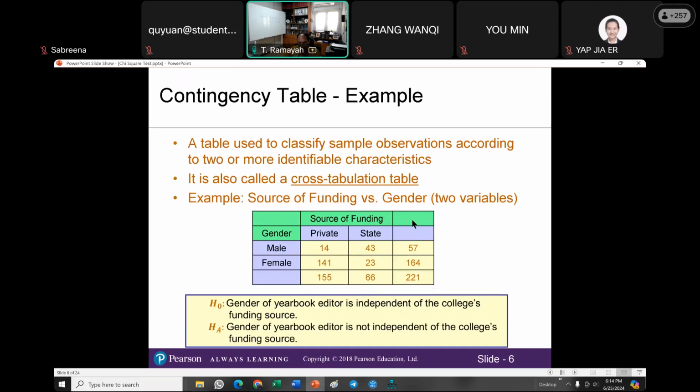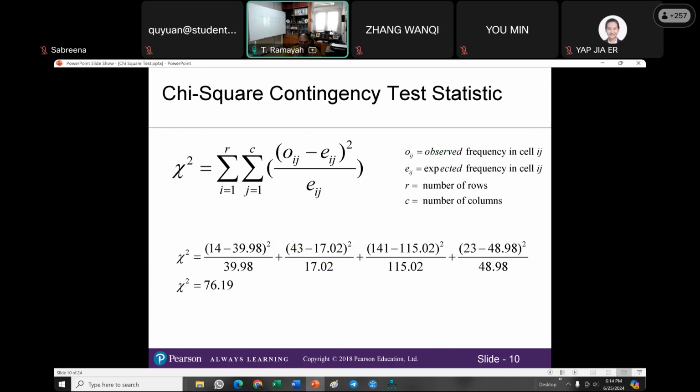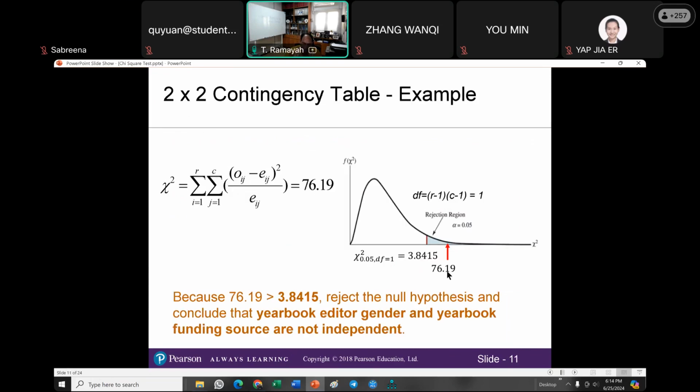Okay, so here we get a calculated value of 76.19, which is in this region. This is the rejection region. So we will reject the null and conclude that the alternate is true. And the conclusion will be yearbook editor gender and yearbook funding source are not independent. Or you can say it is dependent. So this is how you can test a 2x2 contingency table using this test called the chi-square test.